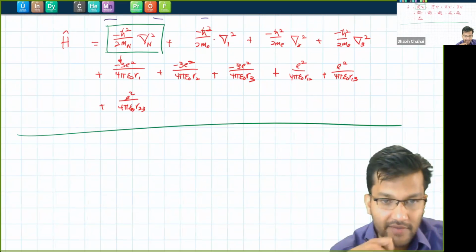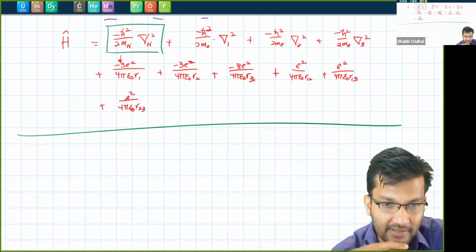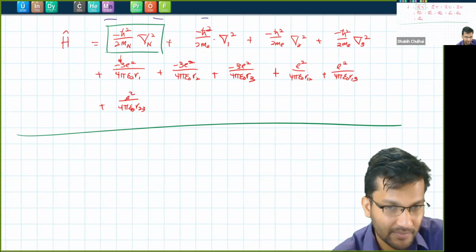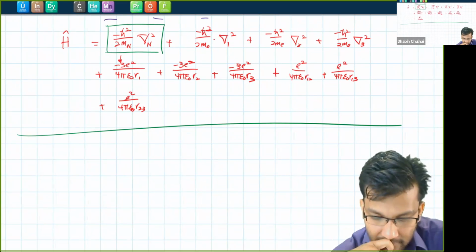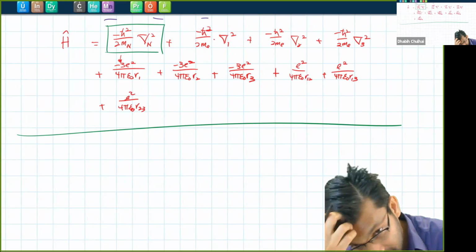So that's how you write the Hamiltonian for a multi-electron system. This gets more and more complicated the more terms you add, but it's bookkeeping, like I said. You just keep track of all the terms and you can figure it out. How do we solve this wave function?